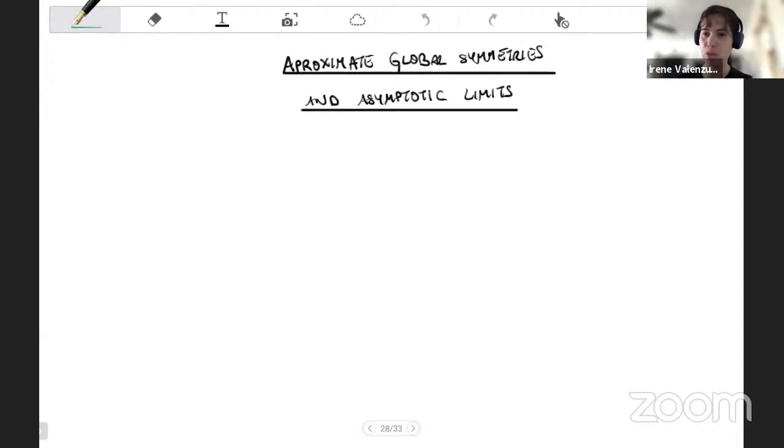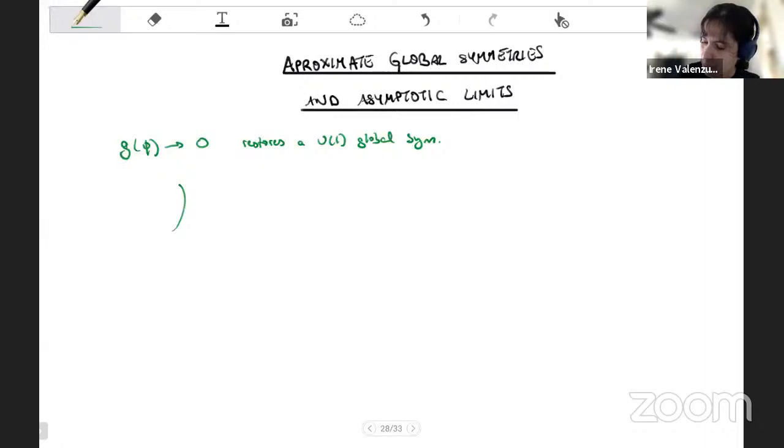So for example, if you have some gauge field and you send its coupling to 0, you are going to ungauge the symmetry, so you are going to restore some U(1) global symmetry. And then you could wonder, what happens then? In principle, that should not be allowed in quantum gravity. So I'm putting here that the gauge coupling depends on phi.